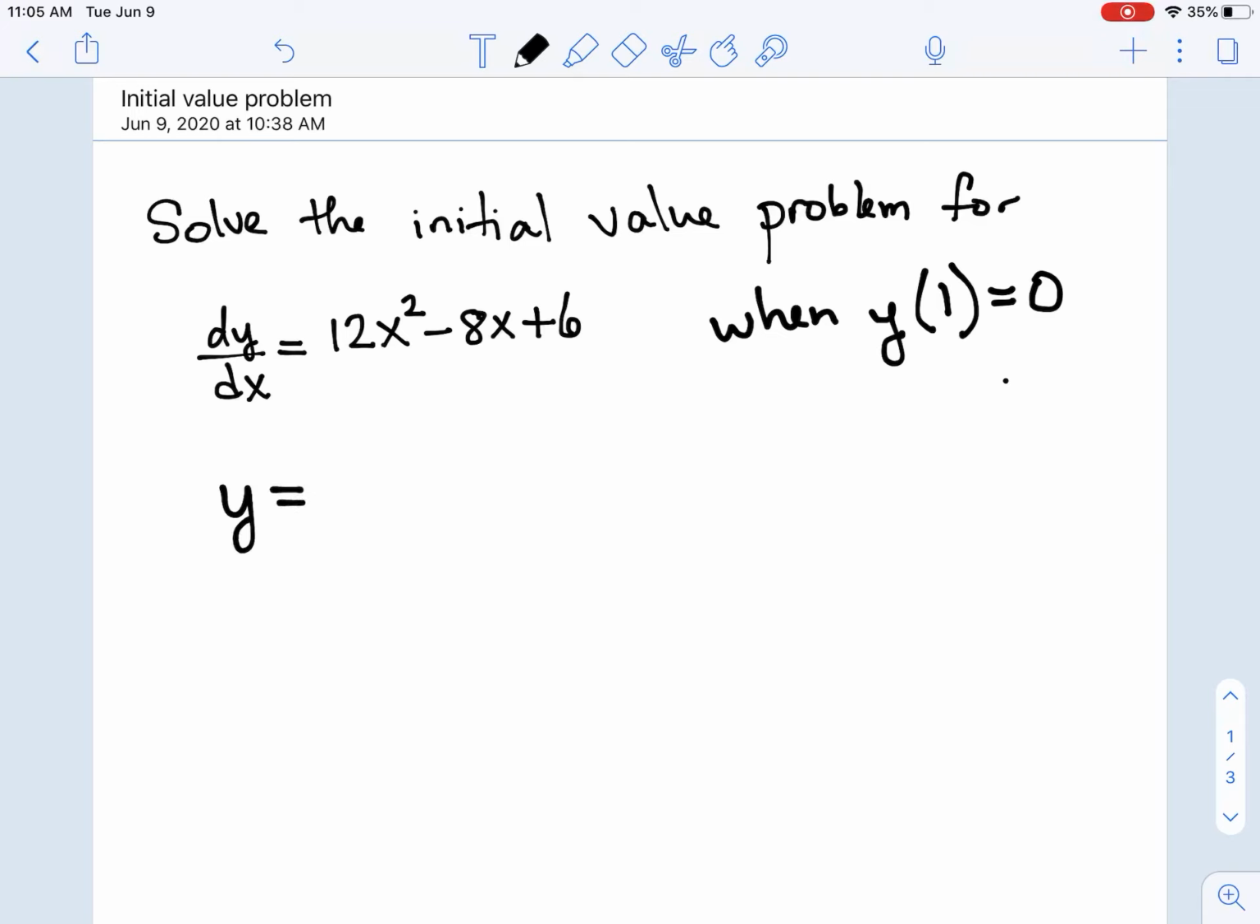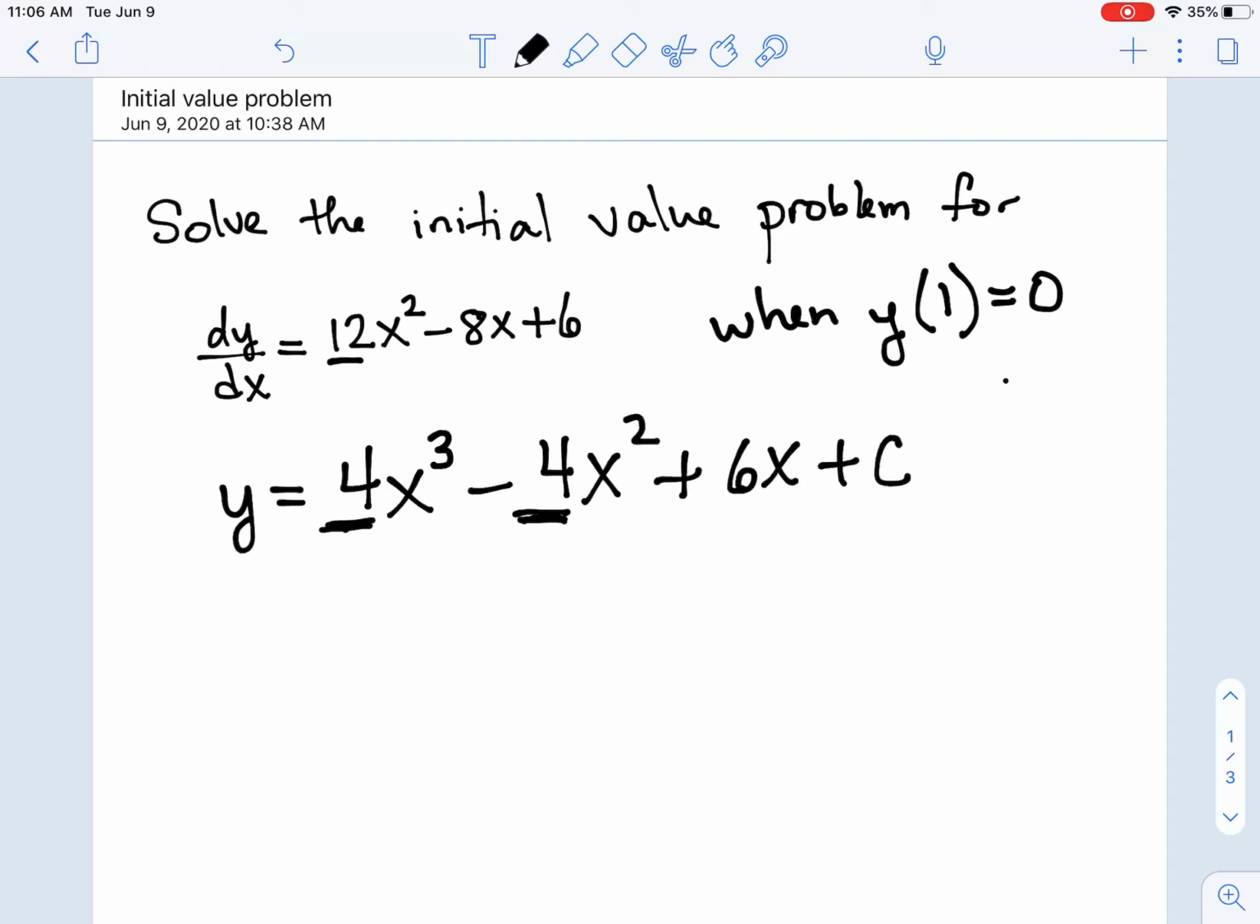If the derivative is 12x squared, that means I started with x to the third, and then I asked myself, 3 times whatever this is has to give me 12. So this will be a 4, since 3 times 4 is 12. Minus, if it's 8x, that means it started as x squared. So 2 times whatever this coefficient is has to be 8, so that's going to be a 4. Plus, then I have 6x. That's no big deal. And then I have that c. So my goal is to find c and then write the answer as the function.